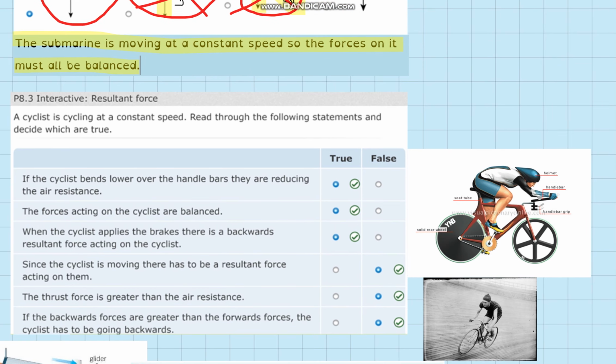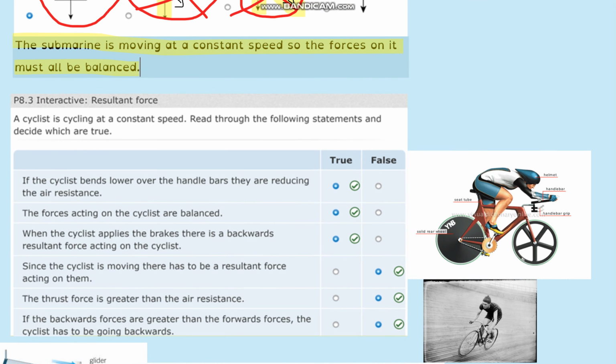Right, going on to the cyclist and the true and false statements now. I've put a couple of little pictures here just to help us to understand what's going on with the first statement. If the cyclist bends over the handlebars, they are reducing the air resistance. So if you look at the picture of the racing cyclist over here, they have various things that are streamlined to help reduce the air resistance.